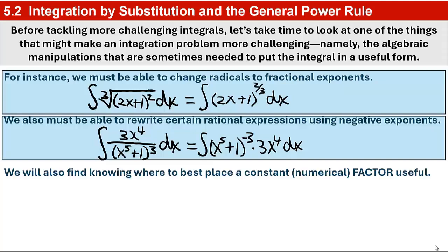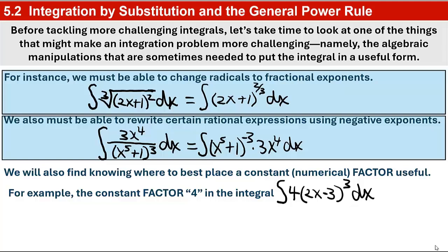The last thing I'm going to mention, and there are many others I could, in terms of preliminary algebra skills that you need, is knowing how to deal with a constant factor inside of an integrand. As an example, what if I had 4 times the quantity 2x minus 3 cubed as the integrand? There are various things I can do with that 4, which is a numerical factor. It's a number, and it's multiplied by the expression of the power.